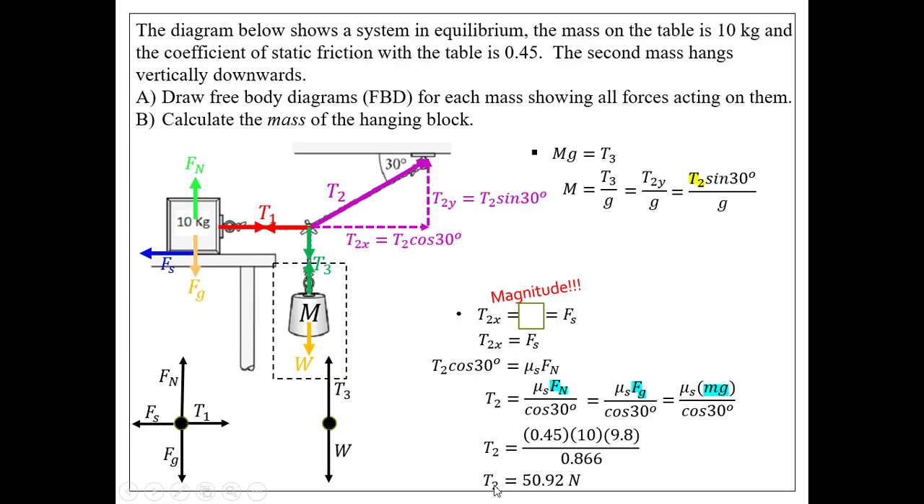So now that I know what T2 is, I can just substitute it back in for my original statement when I was looking at the y direction. So in order to solve for m, I'm just going to say T2 is 50.92 because that's what I just calculated, times sine of 30, and then g, I just went ahead and substituted in for 9.8. Other than that, I'm just going to do that, and then you should get about 2.6 kilogram, and that would be your answer for this particular problem.